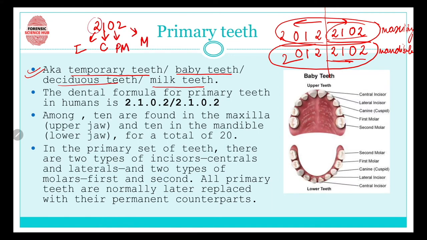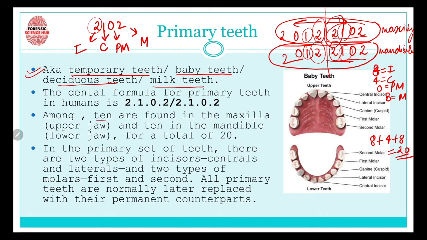So there are two incisors in the first quadrant, two in the second, two in the third, and two in the fourth. So there are a total of 8 incisors. Then there is 1 canine in each quadrant, so 4 canines. We have 0 premolars, and we have 8 molars. So in total we have 8 plus 4 plus 8 teeth in primary dentition, which is equal to 20 teeth.